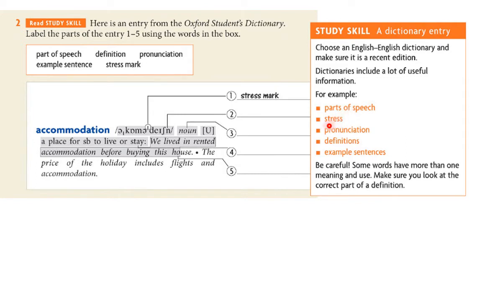The stress is sometimes marked when a word contains 2 or more syllables. It means, for example, we have the word accommodation. Accommodation. Let us pronounce or say this word together.